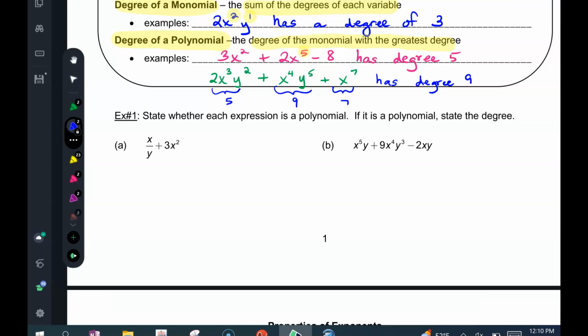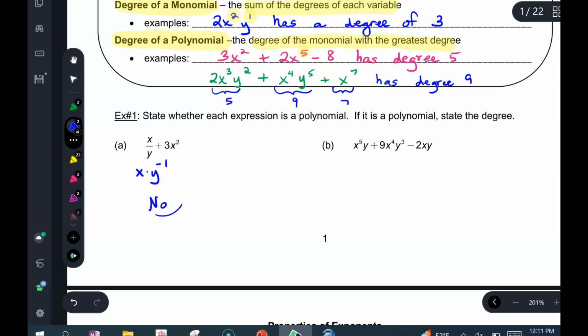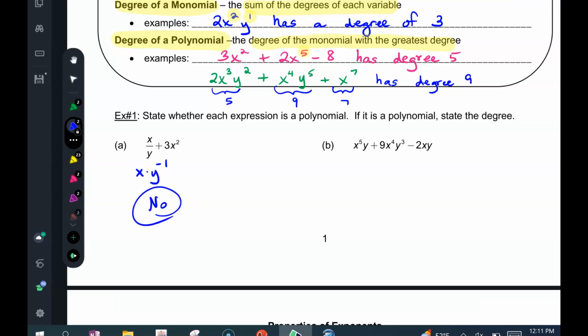Okay, state whether each is a polynomial. If it is a polynomial, state the degree. What do you think for A? We have x over y. What's the problem here? Technically this is x times y to the negative 1, because when we have a variable in the denominator, that implies a negative exponent. So we just say no. If it's not a polynomial, there's no degree to it. So we just skip. We only answer that second part if it's an actual polynomial.